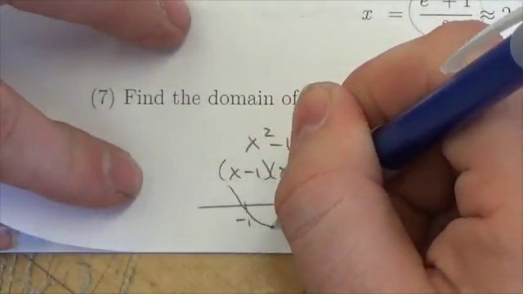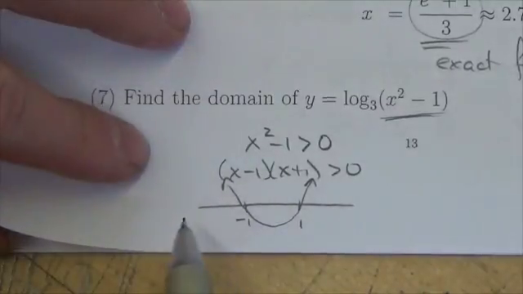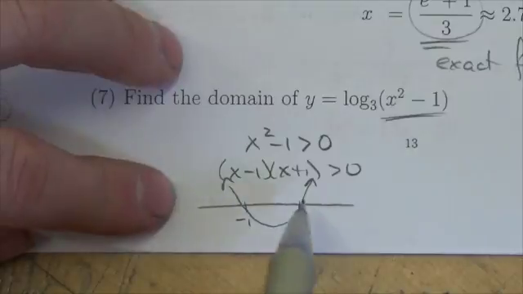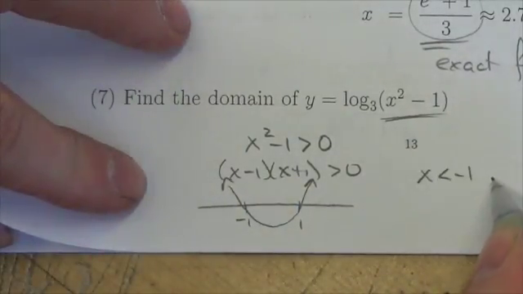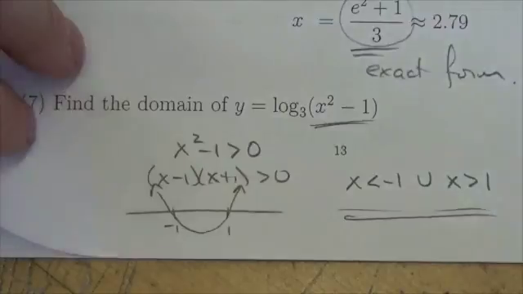So it's going to open up like this. So where is this function positive? Where is it above the x-axis? Well, it's above the x-axis over here and over here. So the domain of this thing will be where x is less than negative 1 and where x is greater than positive 1. Okay, that's your domain.